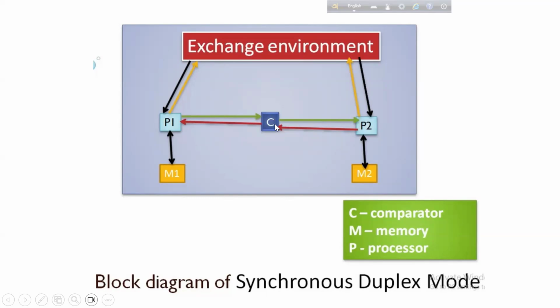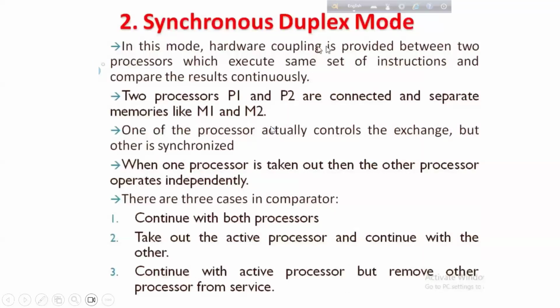Both of them are actually doing the functions and their results are compared in the comparator. Any kind of discrepancies will be handled in this case, and we can detect that from the output of the comparator. One of the processors actually controls the exchange, but the other is synchronized. When one processor is taken out, the other processor operates independently. So there are three cases in the comparator.